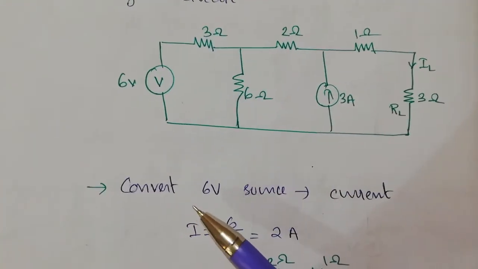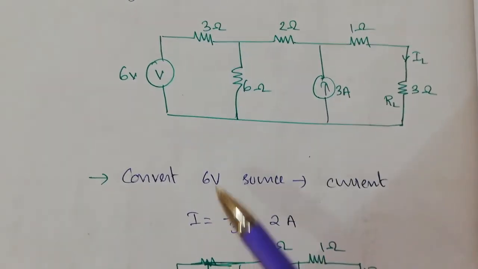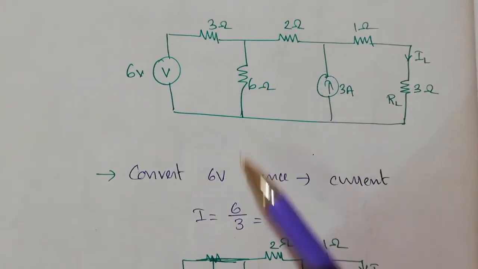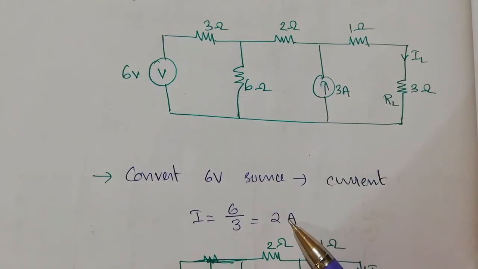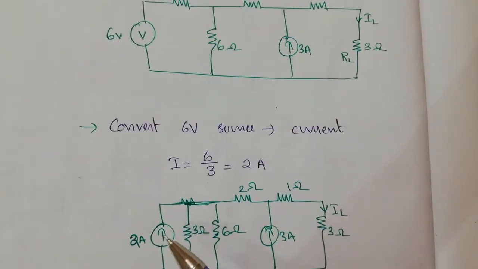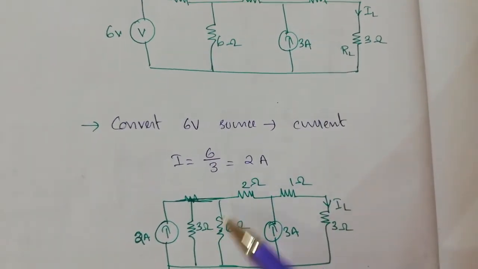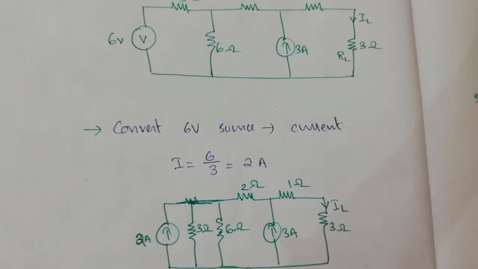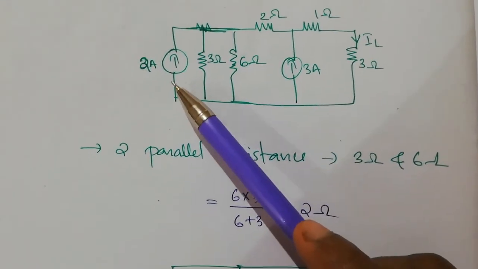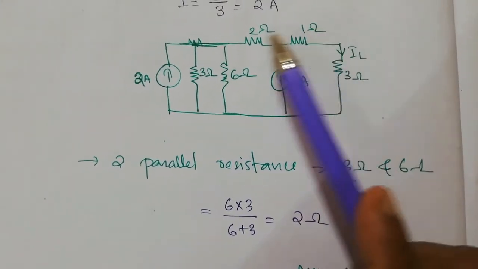So we convert the 6 volt voltage source into a current source. The current will be I is equal to V by R, that is 6 by 3, which is equal to 2 ampere. Now in this portion we can replace it like this, 2 ampere parallel with 3 ohm, and all the connections in the circuit are the same. So now we have a circuit with 2 ampere in parallel with 3 ohm, and all the remaining components are the same.